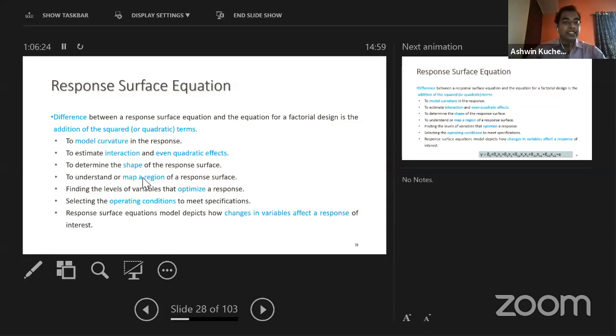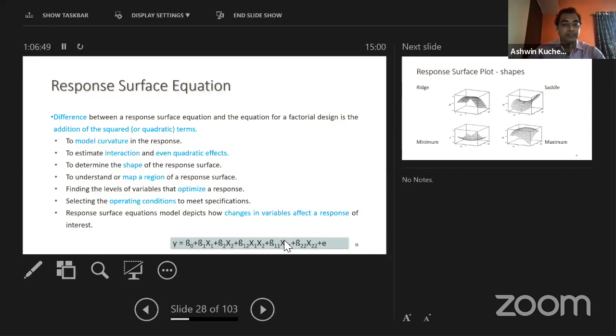It is used to understand the mapping region of the response surface. It is used to find the levels of variables that optimize the response. It is also used in selecting the operating condition, where the exact direction of the improved region of optimum is. The response surface equation model depicts the change in the variable that affects the response of interest. In short, this is the equation where there is the presence of the square terms, or we can say the quadratic terms: x1 square, x2 square.